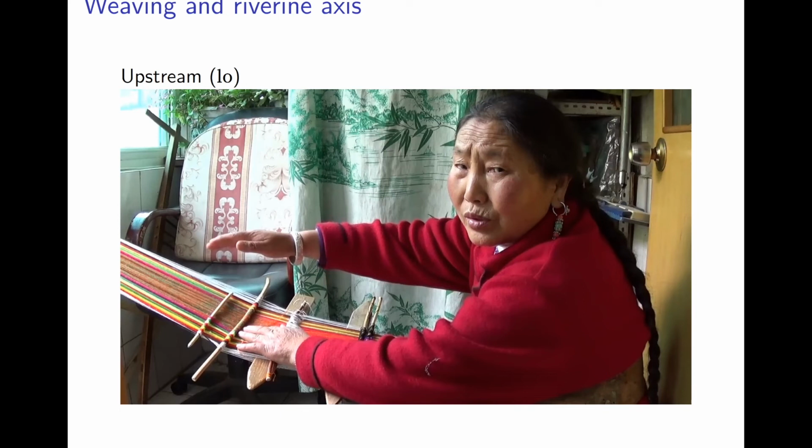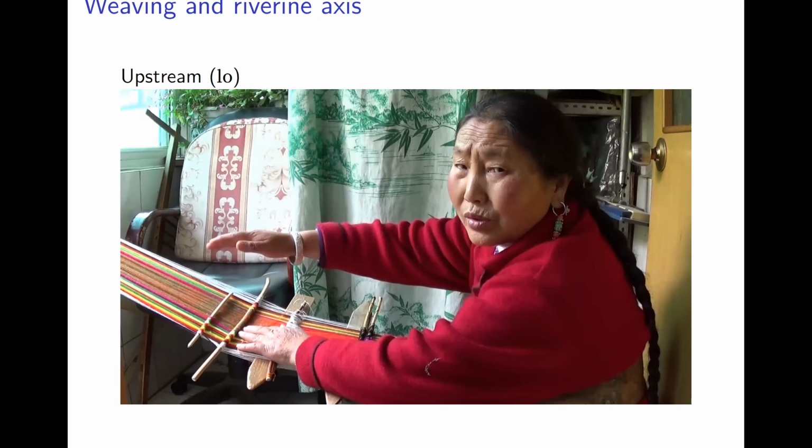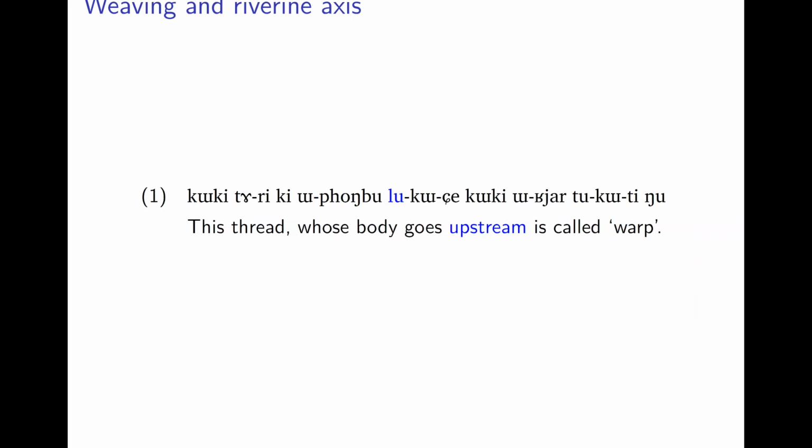In fact, all three axes play a role in the description of the weaving process. Now, the most conspicuous axis is the upstream-downstream axis. Downstream in this system represents the side of the weaver. Upstream is the side away from the weaver. So here, next to the window, is the other place where the warp threads have been tied down. This is called alo in Japhug, and ati, loti. Let's see an example sentence taken from this recording, which you can listen to later. You have the whole transcription, sentence by sentence, so it should be easy to find.